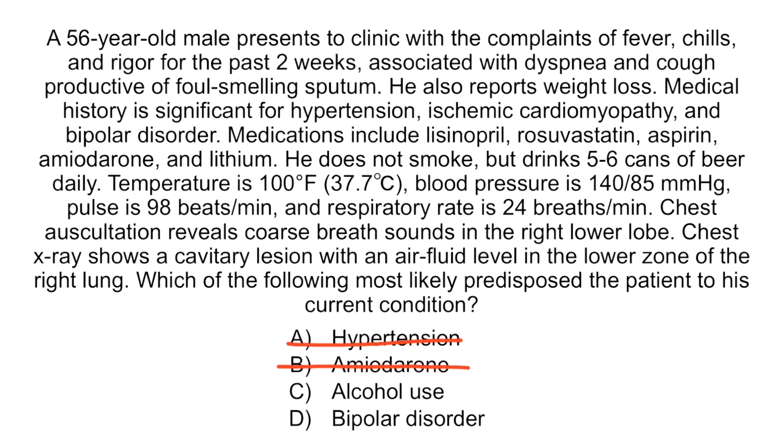Amiodarone use is associated with pulmonary fibrosis, which presents with progressive dyspnea and dry cough, and chest x-ray finding of bilateral interstitial infiltrates, all of which is absent in this patient. So B is also wrong. D is wrong because bipolar disorder is not associated with lung abscess. And this concludes our section.